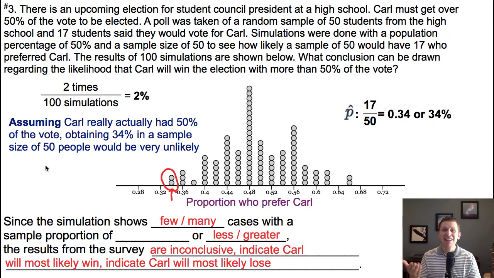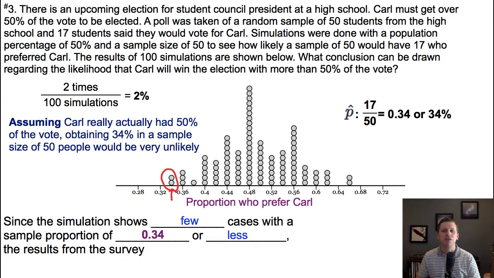Well, if it's very unlikely that Carl actually had 50% of the vote, and in our sample he only had 34% of the vote, we can say that Carl probably won't be elected. This is because we had very few cases with a sample proportion of 0.34 or less. We say few cases because it was only 2 out of 100 cases, and we say or less because we also included values to the left of the mean, even though in this case there was no value smaller than 34%. The results from the survey show that Carl will most likely lose the election.